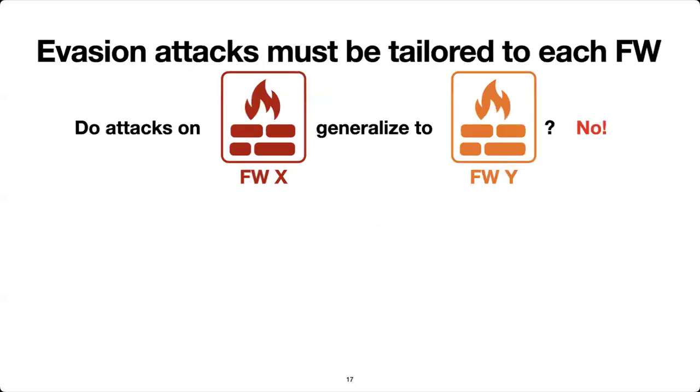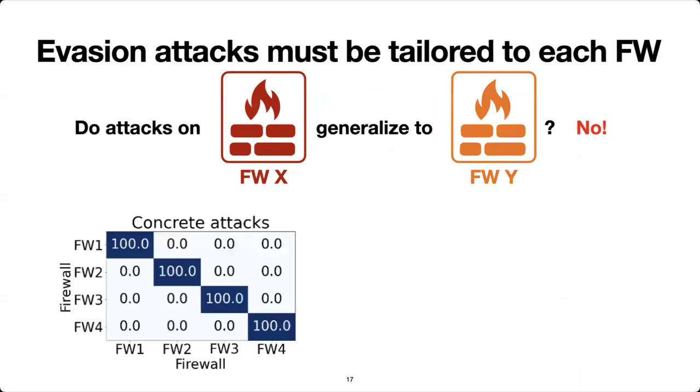Now, if you recall, I talked about firewall diversity as one of the challenges in generating evasion attacks. And so to quantify this, we asked the question, can successful attacks against one firewall generalize to another firewall? And we found they cannot. So this is a simple heat map that shows what percentage of concrete attacks that are successful against one firewall on the x-axis generalize or are successful against a firewall on the y-axis. And so clearly the attacks here are per firewall.